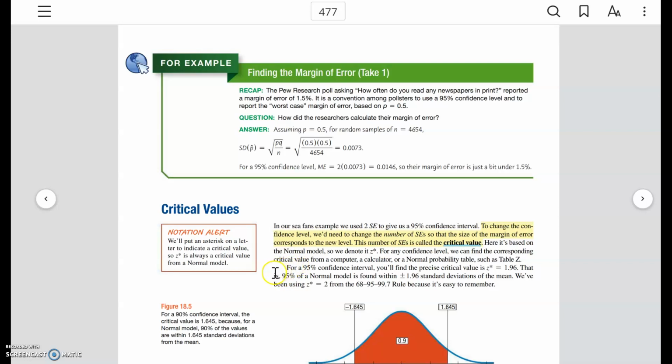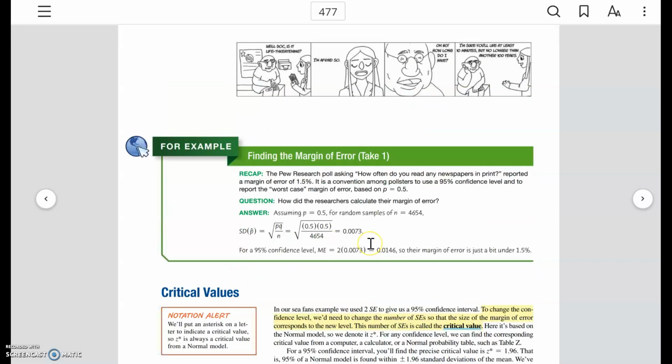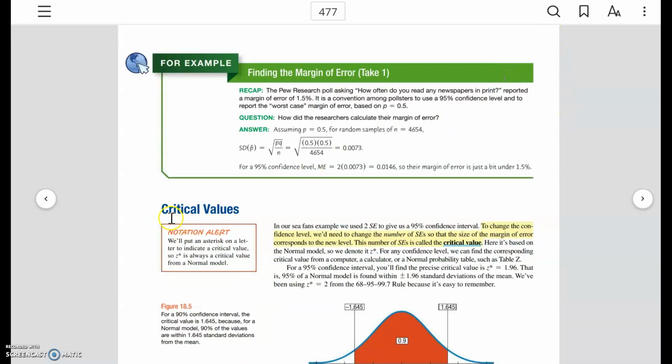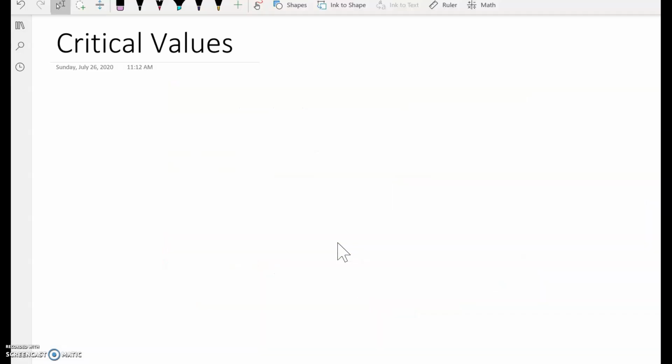Hi, everyone. A quick lesson on critical values. In your textbook on page 477, we have a section on critical values. So, first of all, what do we mean when we talk about critical values?